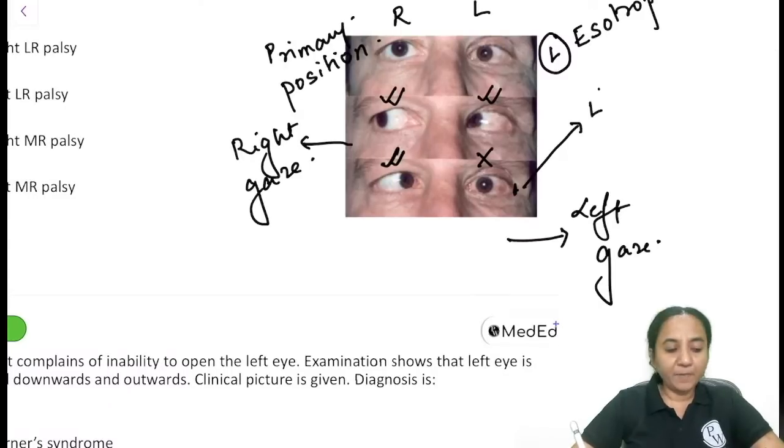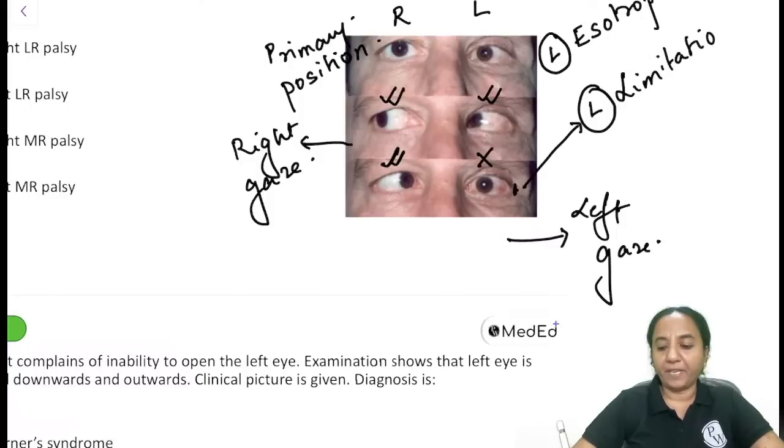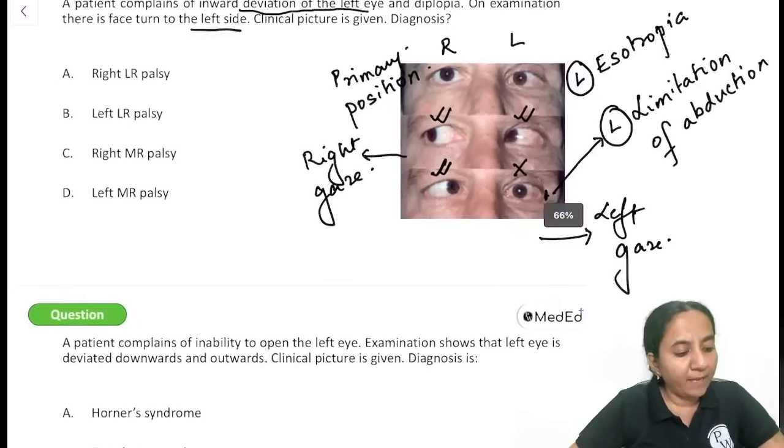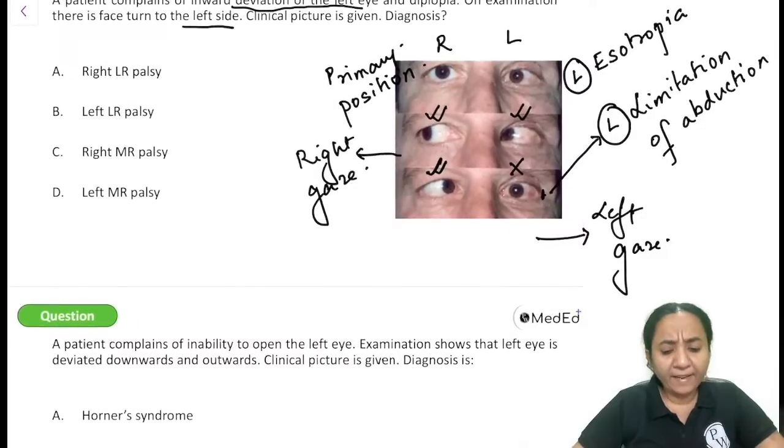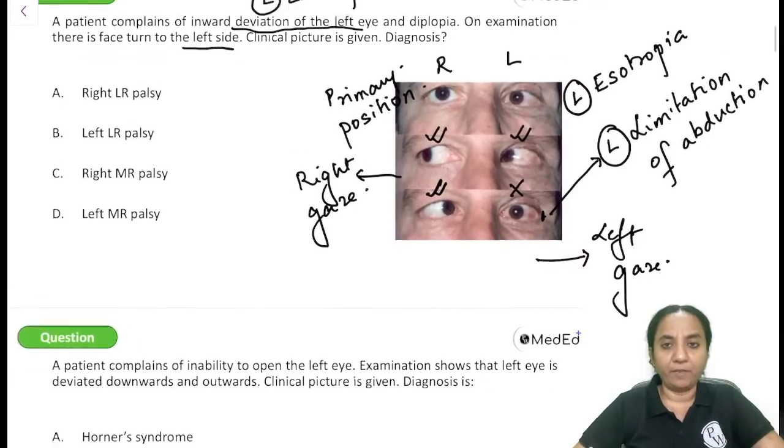The movement that is missing in the left eye is abduction. Yes, there is a limitation of abduction in the left eye. So the left eye should have actually moved to this corner. So the left eye, there is a limitation of abduction. So now rethink your answer, those of you who have given me an answer.